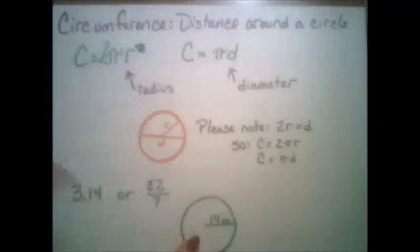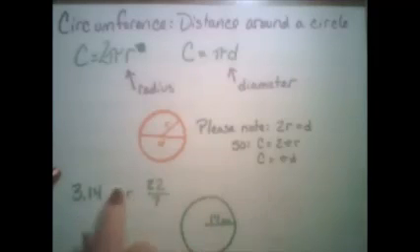Something else I wanted to mention to you, sometimes your book asks you to use pi, which is 3.14. Do not use the pi button on your calculator because it gives you a zillion numbers after your decimal point, and you have to round. If you are just using 3.14 for pi, there's much less rounding that you have to do.